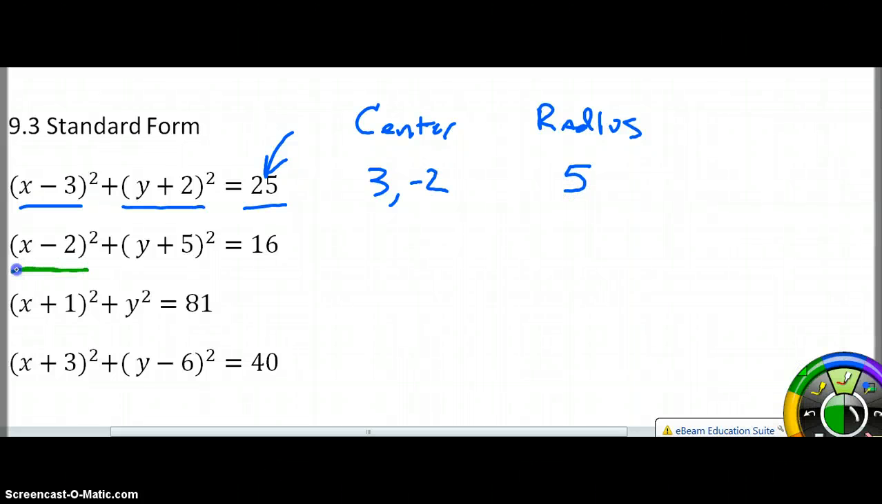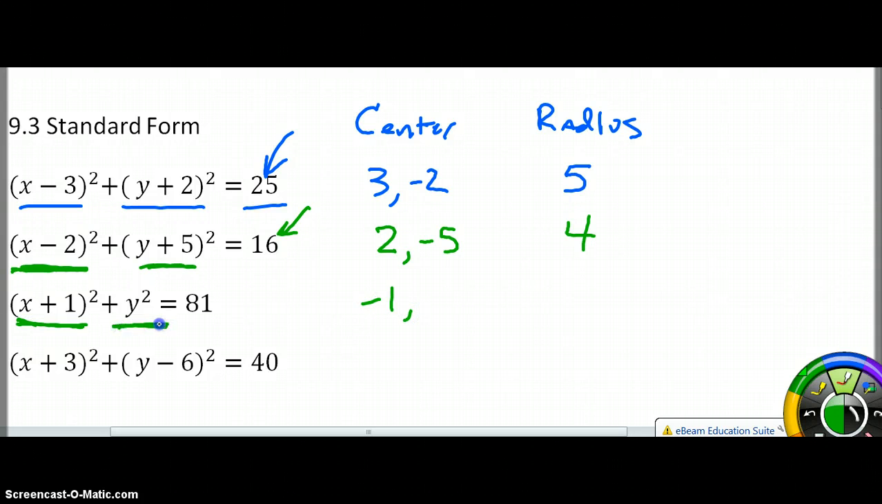Here, x goes with our x coordinate. If it's positive, it's really negative, and if it's negative, it's really positive for our center. The radius is always the square root of this number. The x coordinate goes with the x. If it's positive, it's negative. The number that's with the y is the y coordinate. If there's not a number, then it's 0. And again, the radius is the square root of 81.